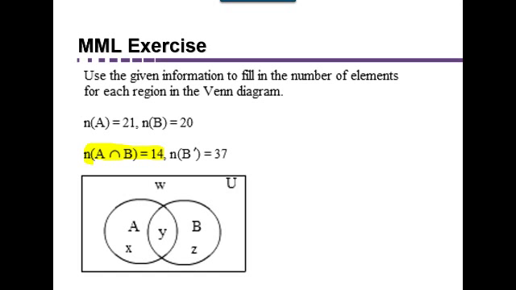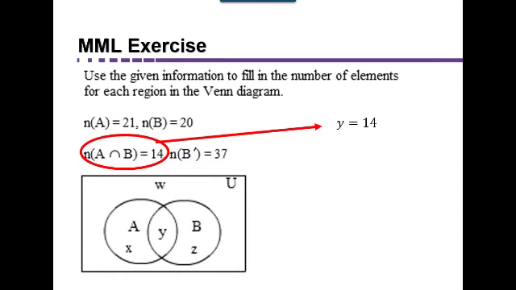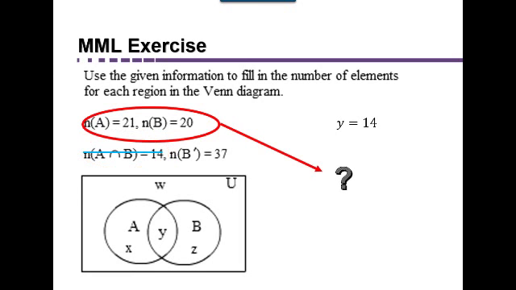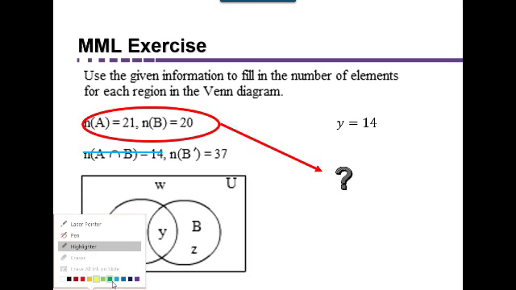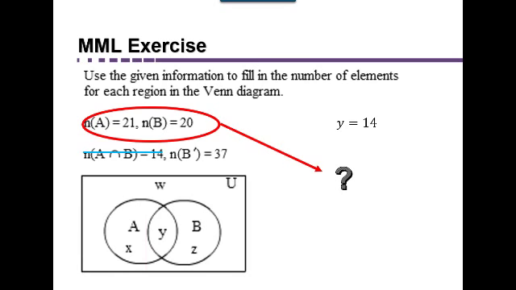So A intersect B is referring to this little football-shaped region in the overlap of A and B. So we know that there are 14 elements, so Y is equal to 14. Once you've used that fact, cross it off and go on to some other facts and see if now those facts are telling you about a single region. Here's what I mean by that. We just figured out that Y has 14 elements.